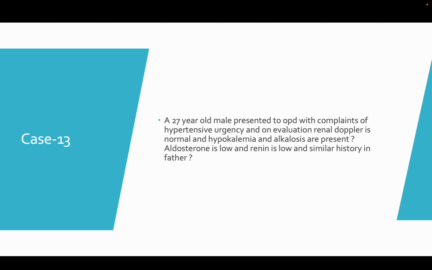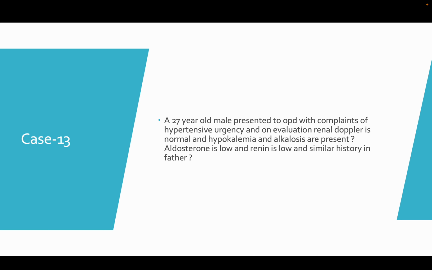A 27-year-old male presented to OPD with complaints of hypertensive urgency. On evaluation, renal Doppler is normal, hypokalemia and alkalosis are present. Aldosterone is low and renin is also low. Similar history in the father. So how do you tell about the case? Same hypertensive urgency is there, renal artery Doppler is normal, hypokalemia is there, alkalosis is there, and aldosterone is low. Generally, if aldosterone is low, hyperkalemia should be there. But here aldosterone is low, with hypokalemia and alkalosis.